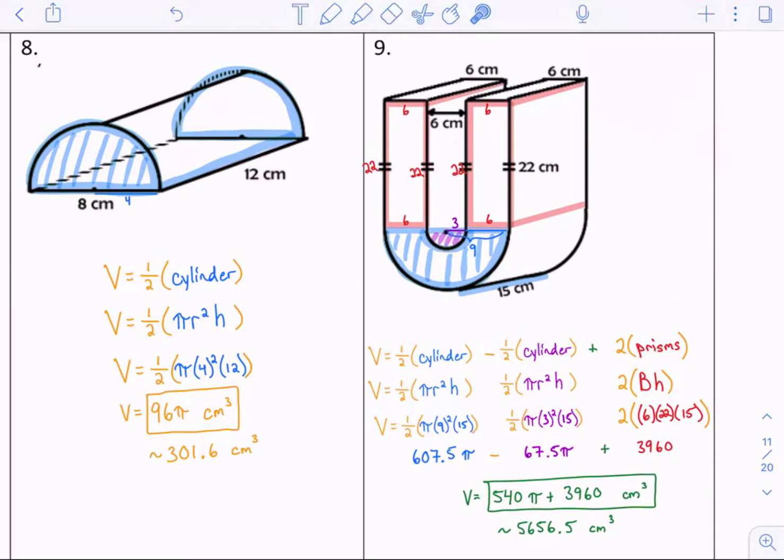Number 9. Number 9 was interesting because you actually had a half circle minus a half circle just to get this blue piece right here. So that's the work you see here. That's why there's a minus. And then plus these two equivalent or congruent prisms right here. So this one was probably one of the hardest ones to complete.